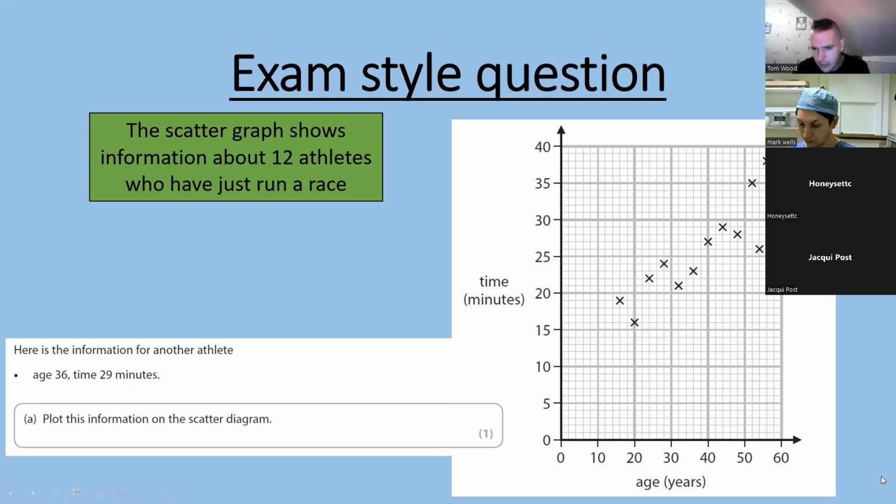If we look into the age, well, this is 30, this is 40. There are 5 squares, so each square is essentially 2 years. All I'm going to do is draw a line straight up from my age there, and then I will mark it across here to where it's 29. So that is where my point is going to go, on that corner there.